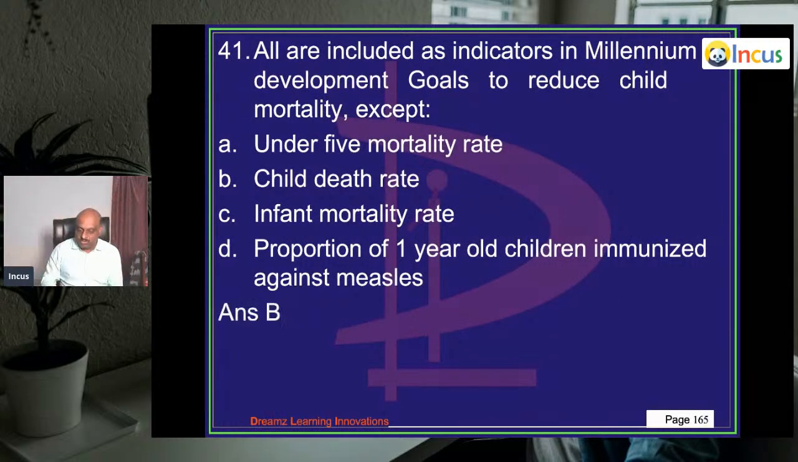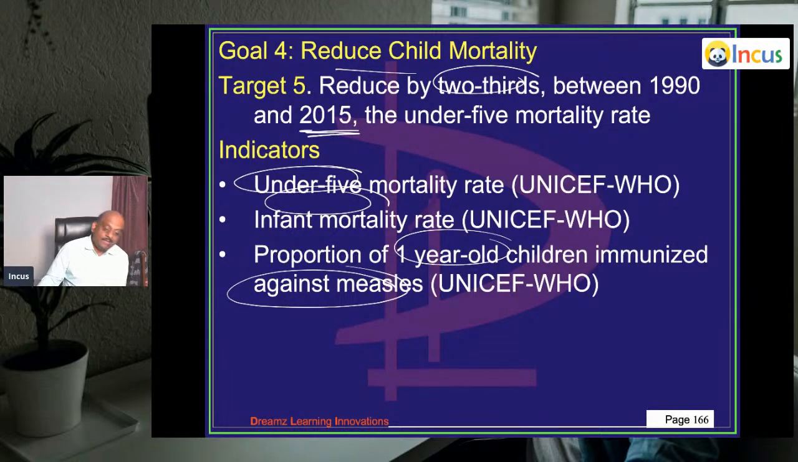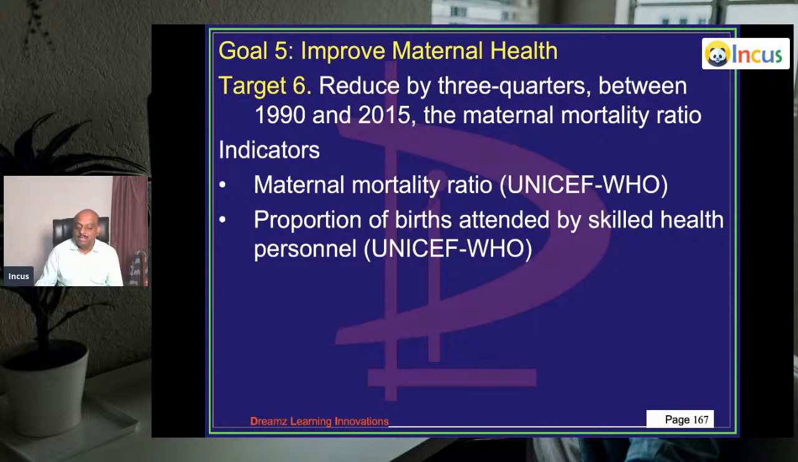Millennium Development Goals to reduce child mortality. So typically, goal 4 is reduce child mortality, reduced by 2/3 between 1990 to 2015. So under 5 mortality, infant mortality, and proportion of 1-year-old children immunized against measles. They are the indicators of child mortality control. To reduce the maternal mortality by 3/4 was the goal, target 6.